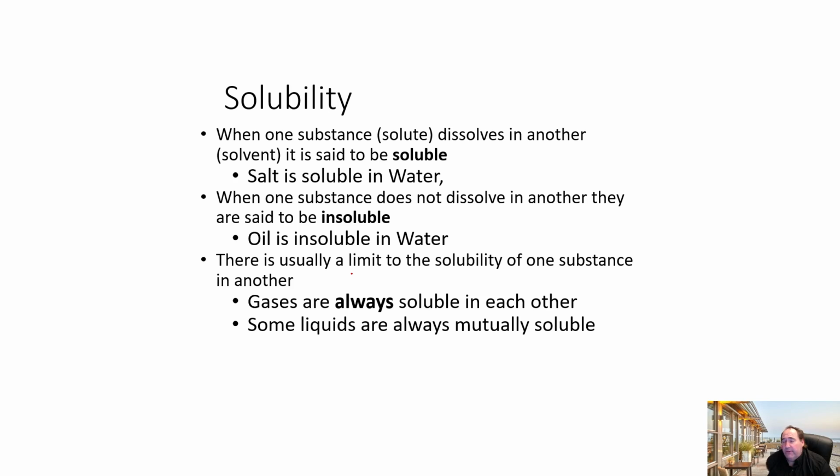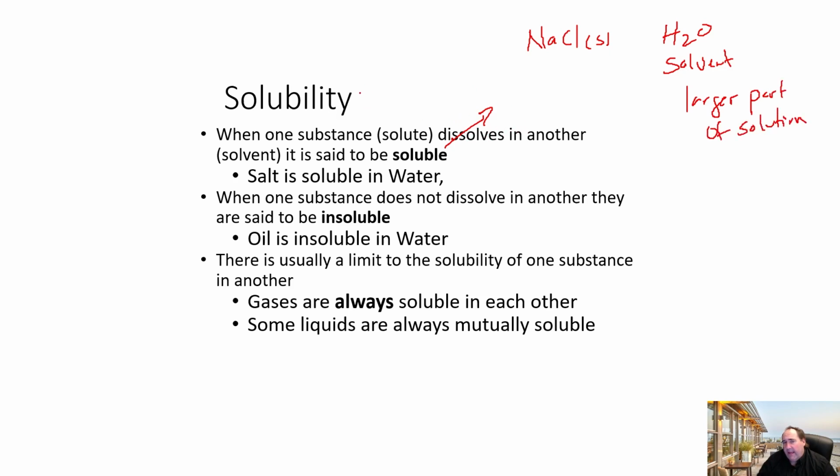Some liquids are also mutually soluble. Again, polar and polar liquids. Non-polar and non-polar liquids will be soluble in each other. Once again, if something is soluble in each other, typically that will lead to a solution. As in our example earlier, something like sodium chloride and something like water are going to be soluble in each other. This, once again, is our solvent, which is the larger part of the solution. And here, sodium chloride would be our solute, which is the smaller part of the solution.